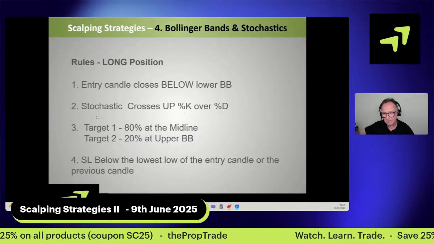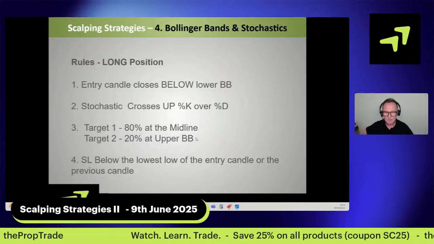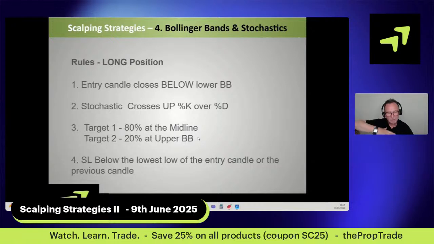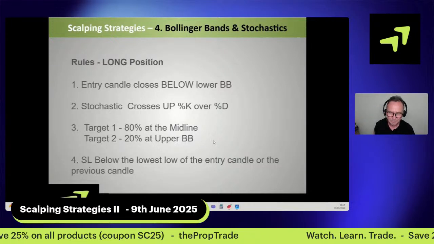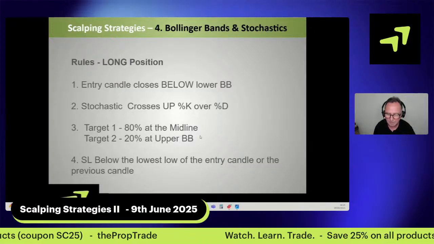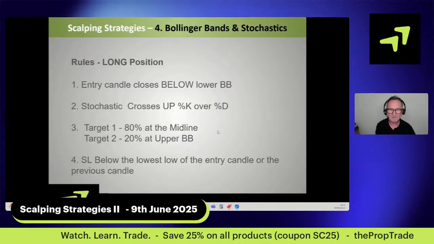And I've put 2 targets here. Take 80% off when we get to the midline and leave 20% on, and trail your stop loss up in this case because we're going long, with 20% to the upper Bollinger Band. Stop loss below the lowest low of the entry candle or the previous candle. Does that make sense?